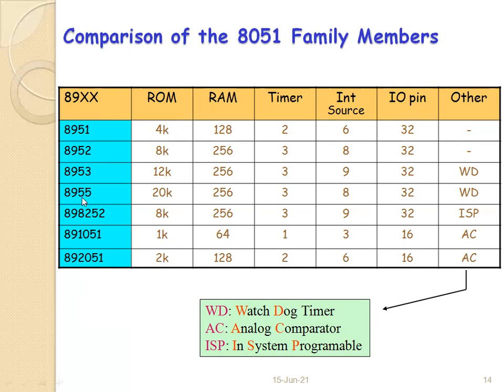But another variation you can see is that in the 8953, the ROM is also modified, which means the ROM is upgraded, the RAM is upgraded, and the timer, all are different from the different manufacturing units. A special watchdog timer is also included with the 8953. The analog comparator is there. Some ICs are in-system programmable, so within the circuit, within that system, you can program it. That is known as in-system programmable.